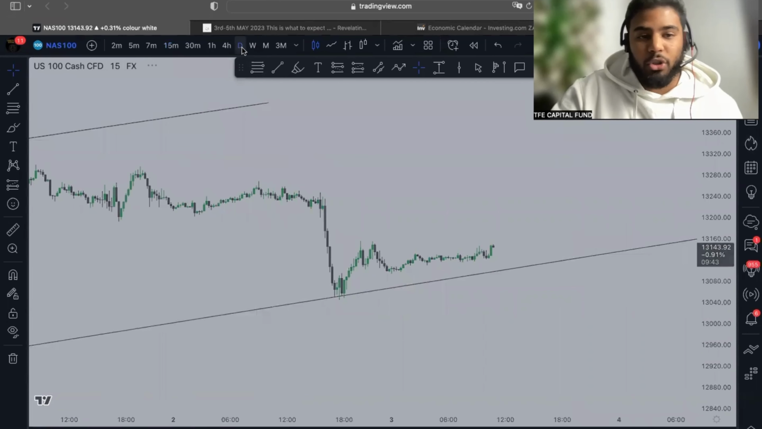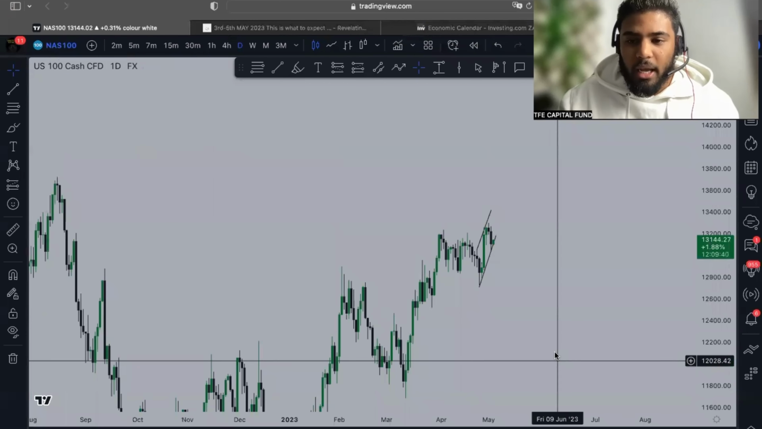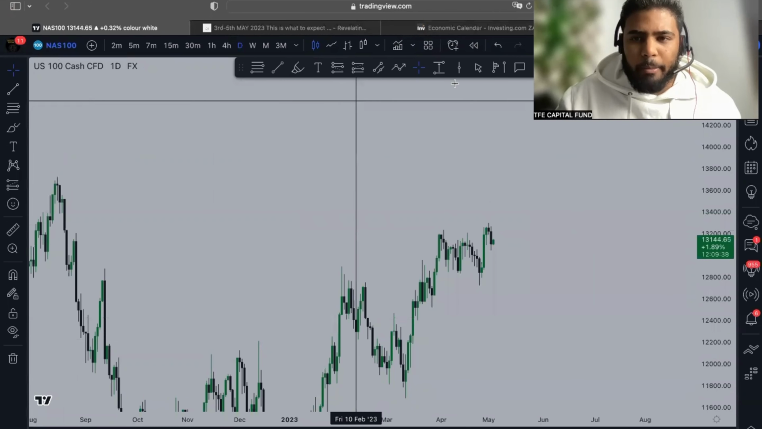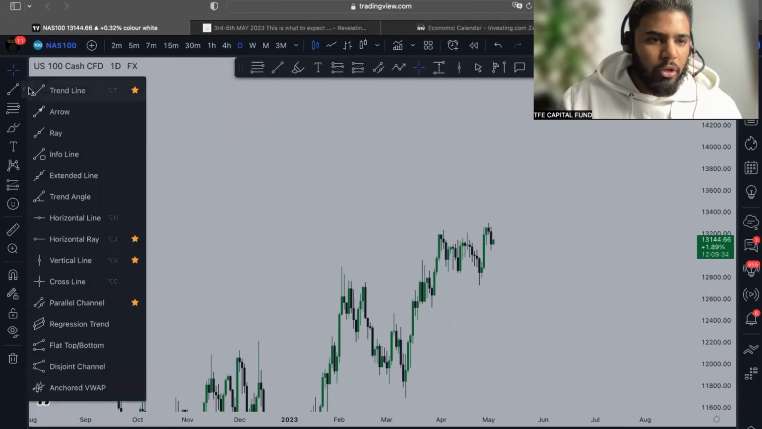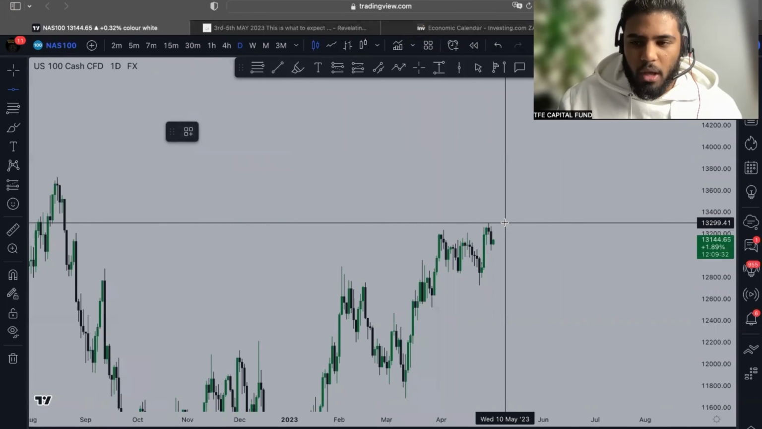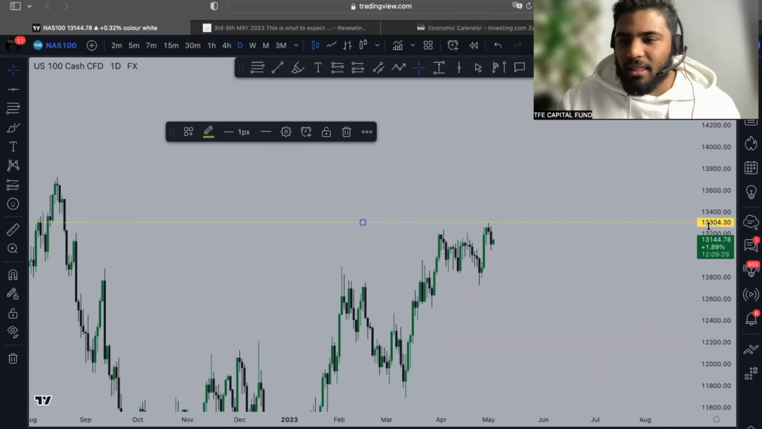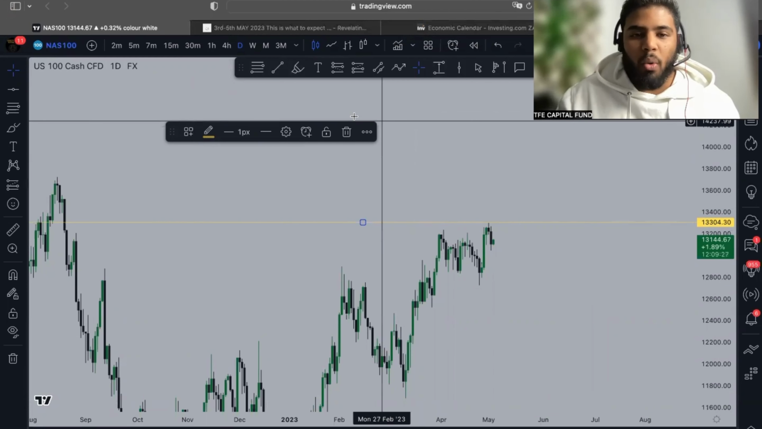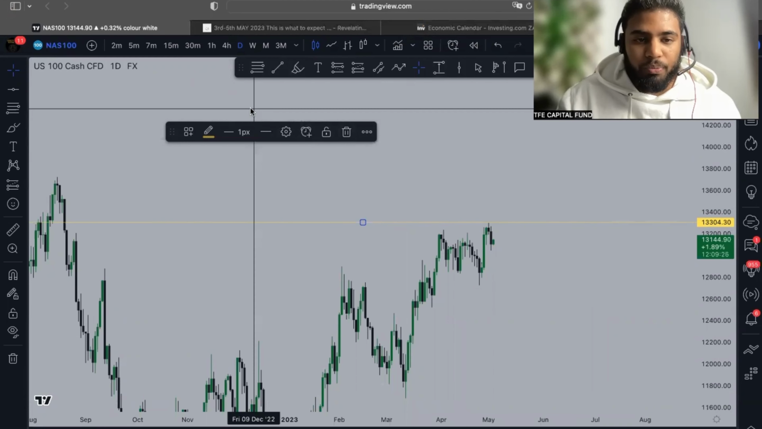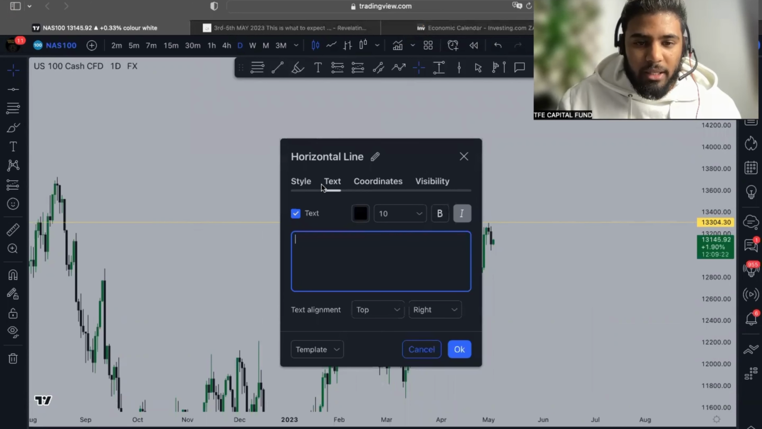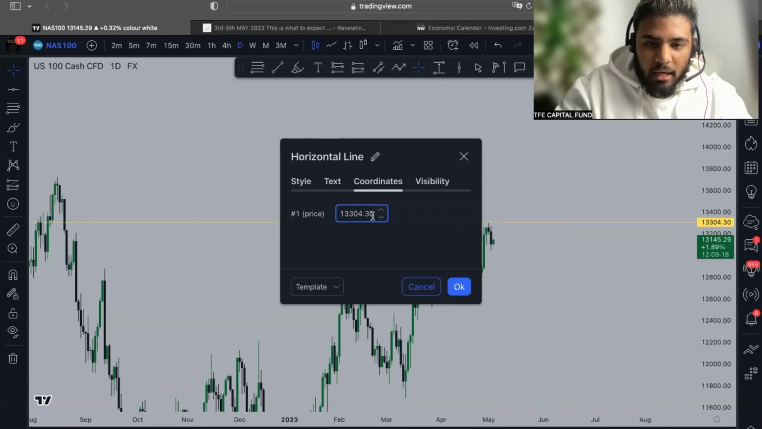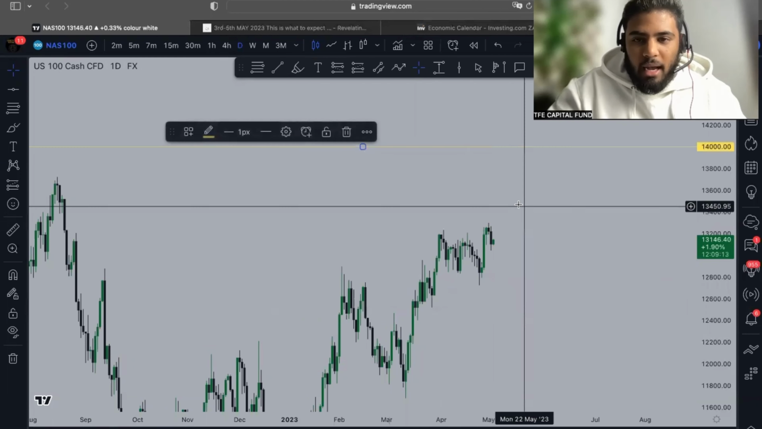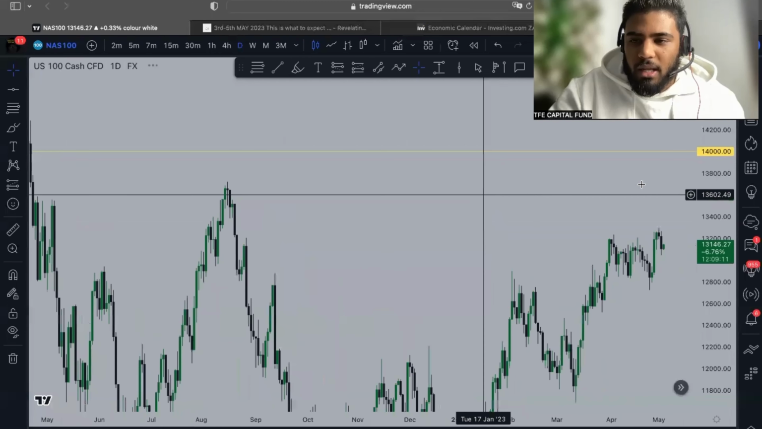If you go on a high time frame, I'll show you exactly what I'm talking about. Let's use a tool, for example, a horizontal line, and we drop it right here on the side. There's 13,004. What we can do is take this tool, go to settings and coordinates, and write down exactly 14,000 first. You can see 14,000, that's a psychological number.